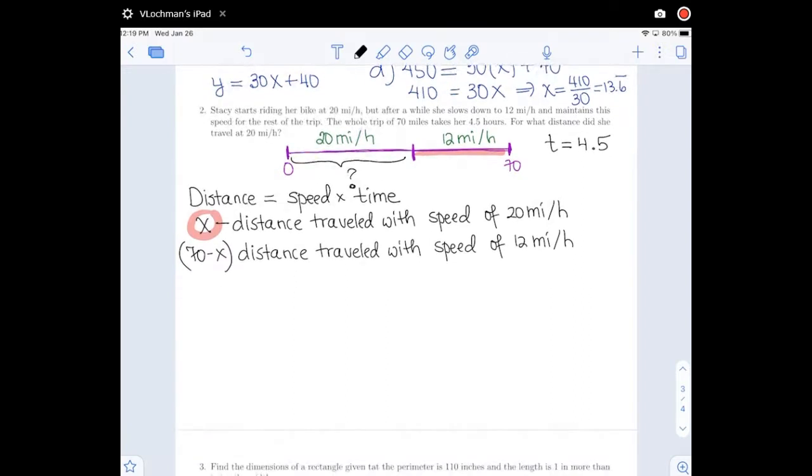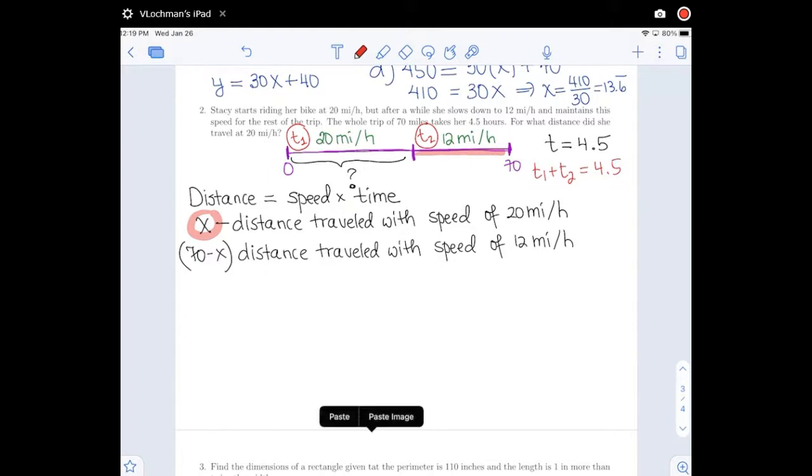Now we know the total time traveled. Let's say Stacy traveled for some portion of the time, T1, and also T2. If we add them up, T1 plus T2, that will give us 4.5. If we know how long she traveled with this speed and how long she traveled with the other, we add them up and we get the total time. So now this gives us an idea of how to set up our equation.